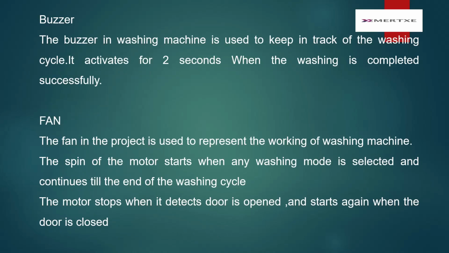The buzzer. The buzzer in the washing machine is used to keep track of the washing cycle. It activates for 2 seconds when the washing is completed successfully. The fan. The fan in the project is used to represent the working of the washing machine. The spin of the motor starts when any washing mode is selected and continues till the end of the washing cycle. The motor stops when it detects the door is open and starts again when the door is closed.